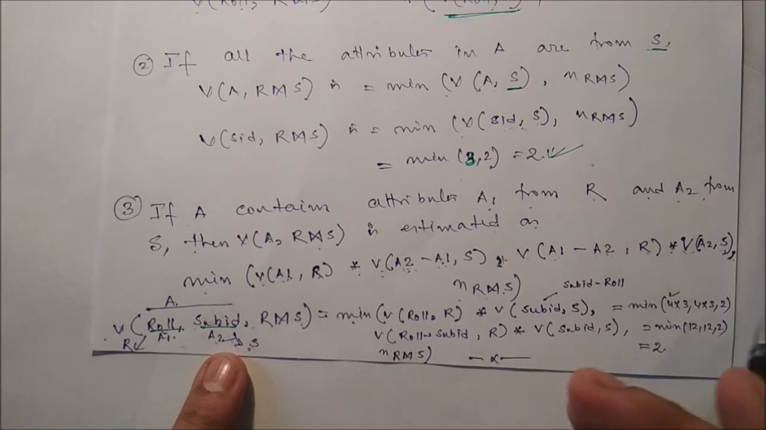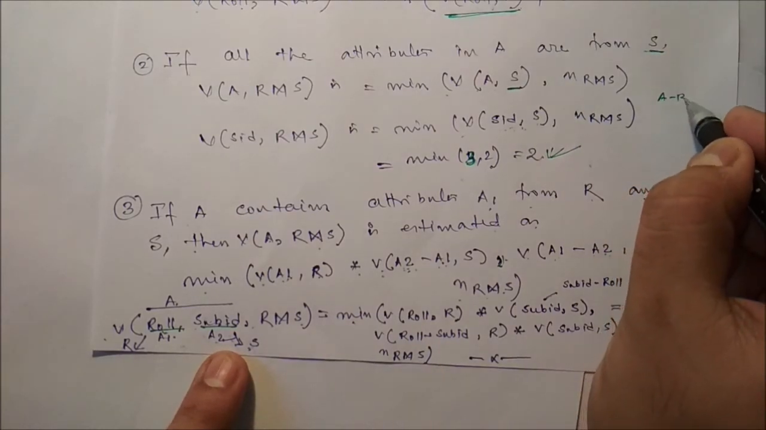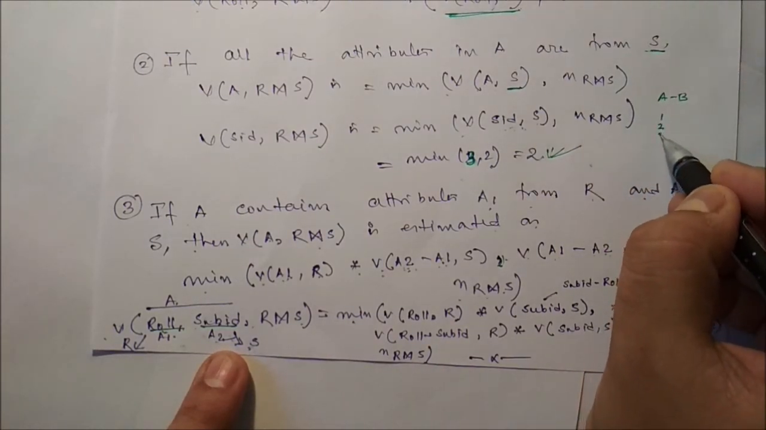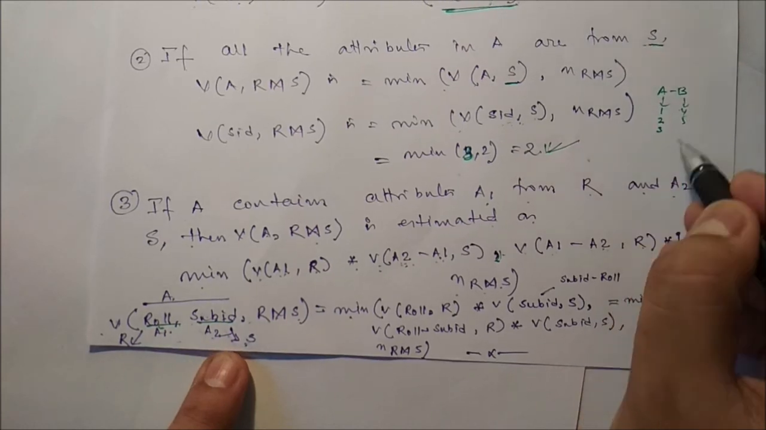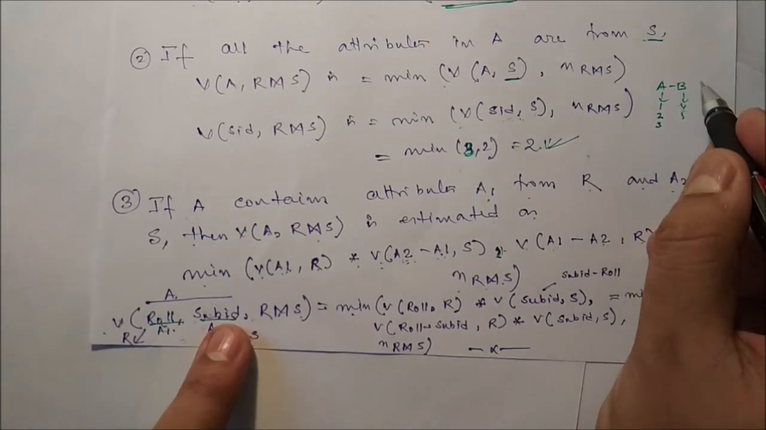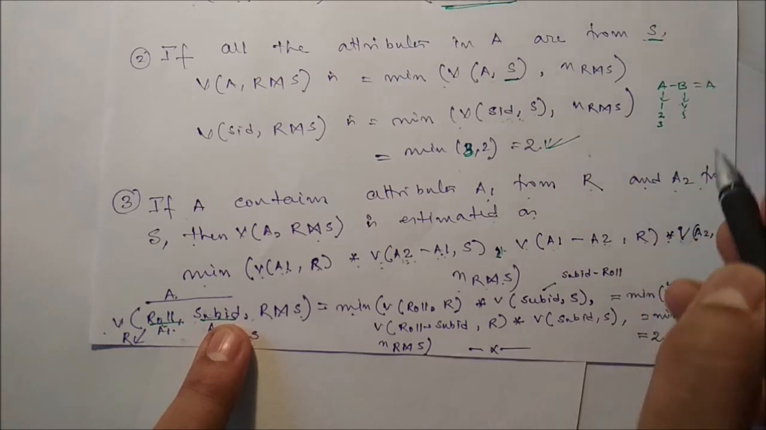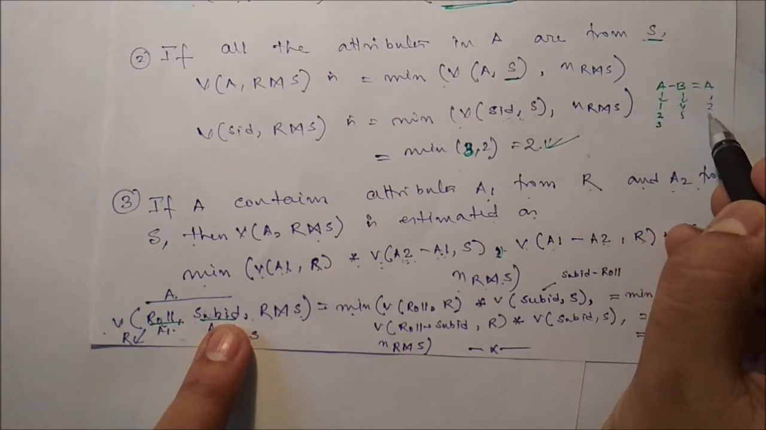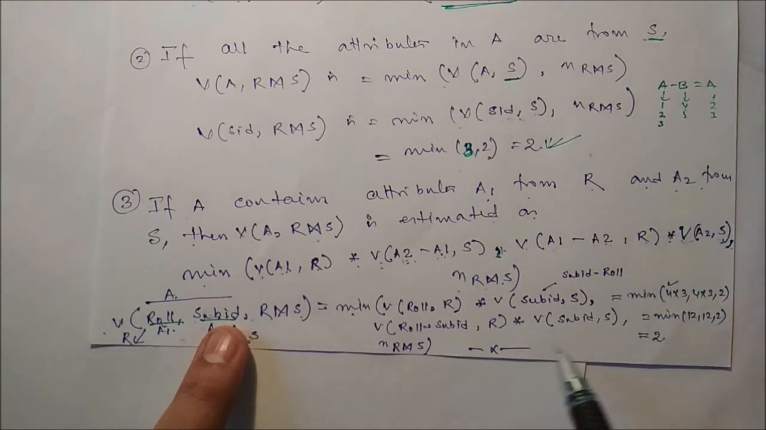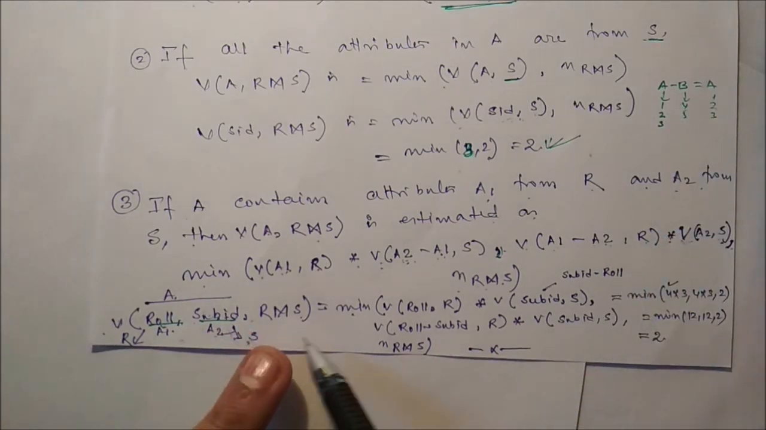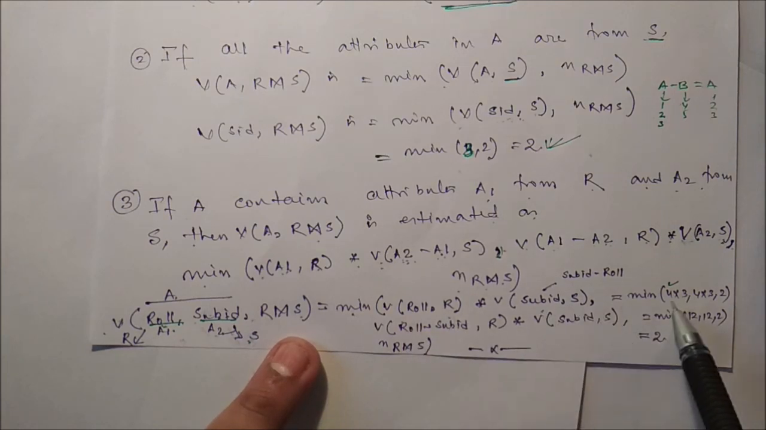Are you getting this one? Say A minus B, where A is 1, 2, 3, and B is 4 comma 5. So this is A and this is B. So what would A minus B be? A minus B is the same as A. That is nothing but 1, 2, 3, because nothing is common, so we have nothing to eliminate. So here roll number in R, subject ID is over.